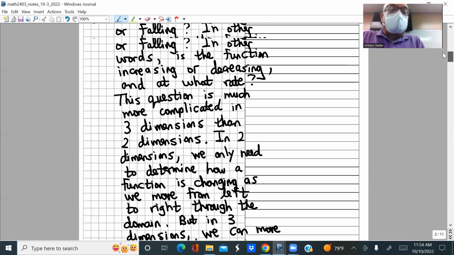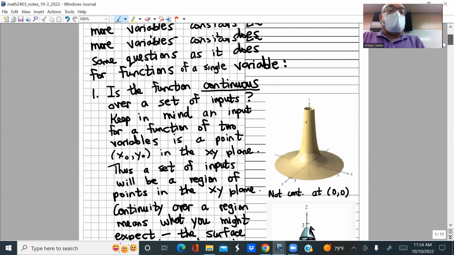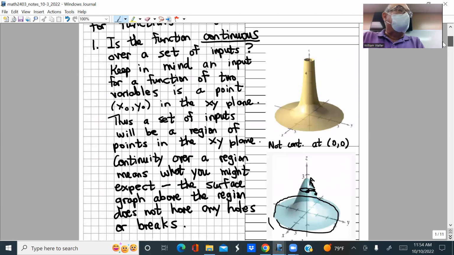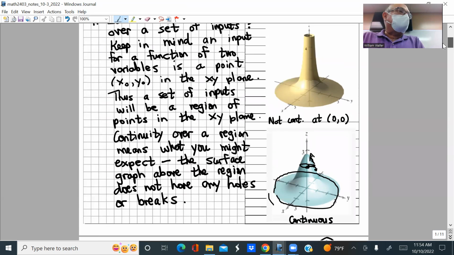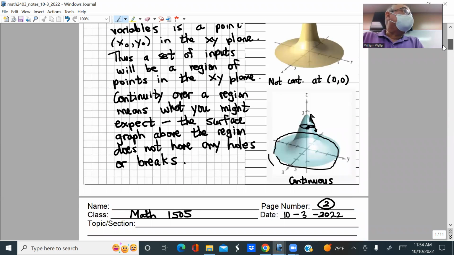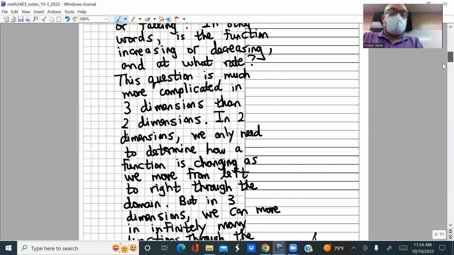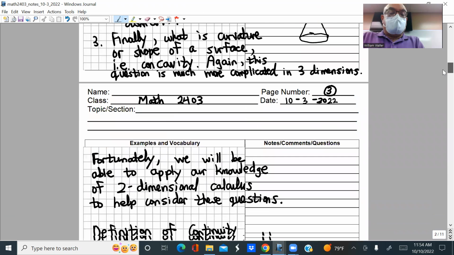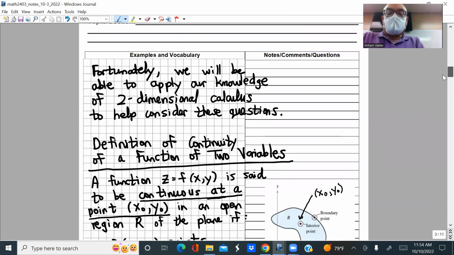Now, for continuity, however, we don't use derivatives to answer questions about continuity. Instead, we use the notion of limit. And so now I need to introduce the idea of limits in 3-dimensional space, or for functions of 2 variables.